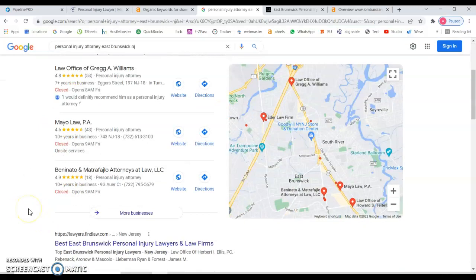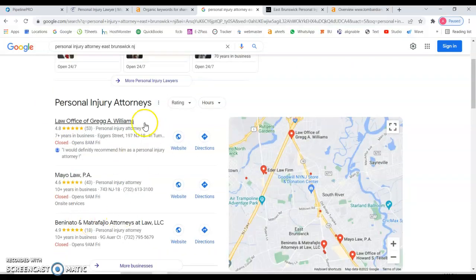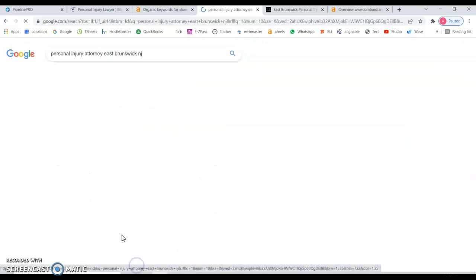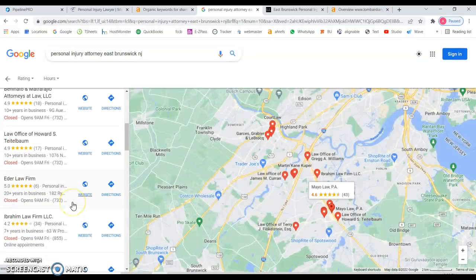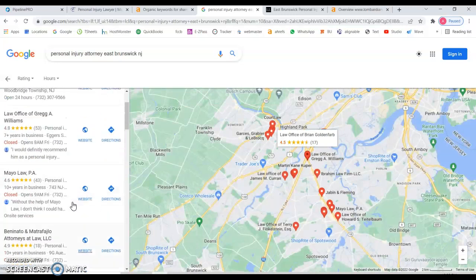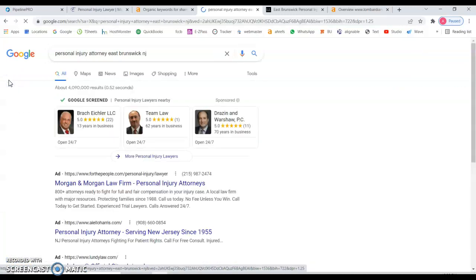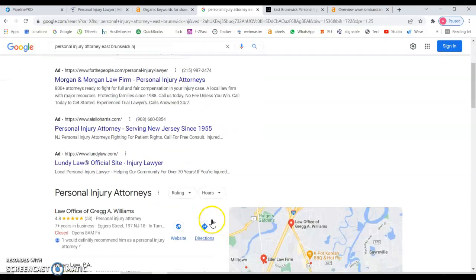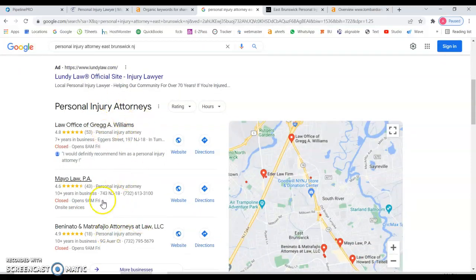Then you have the map section, and this is something that if you're not in that local area, for example, East Brunswick, you probably are not going to be ranking here. And if your profile is not optimized, you probably won't even be in this whole section here, right? Because Google takes the local businesses for that specific area, in this case East Brunswick, New Jersey, and they're going to pull out whoever is more popular into here that are actually in East Brunswick.